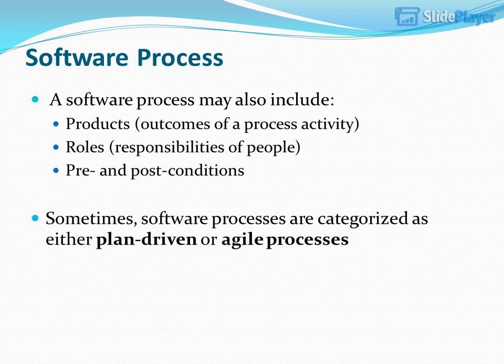A software process may also include products, outcomes of a process activity, roles, responsibilities of people, pre- and post-conditions. Sometimes, software processes are categorized as either plan-driven or agile processes.